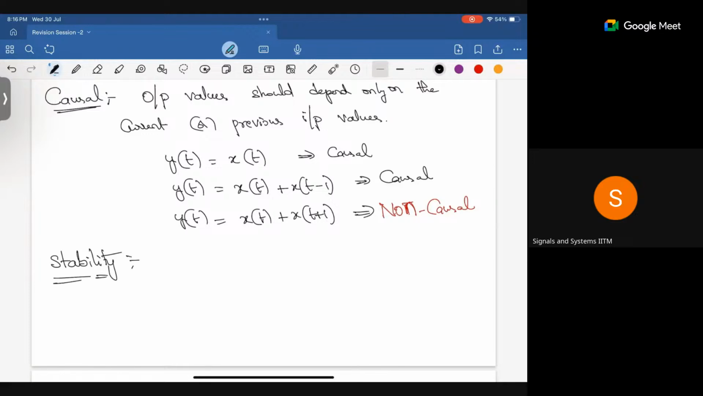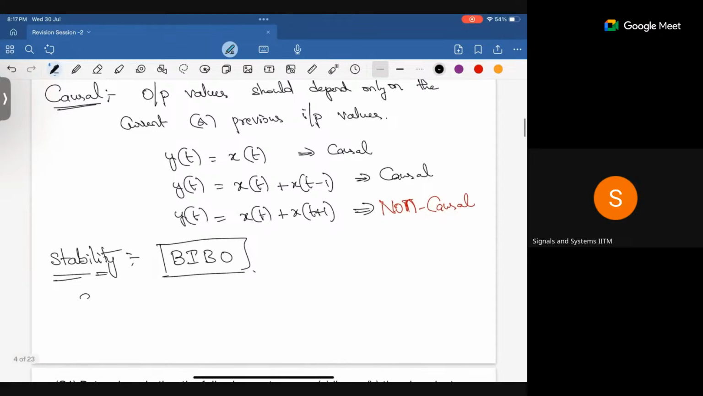Right, stability, there are many ways to check, but we follow this standard one, which is called BIBO. So if I input a bounded input to the system, I should get a bounded output. Right, so that's how we check the stability of the system. And some standard bounded inputs are some standard bounded signals.